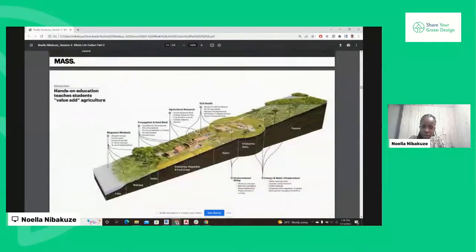Yeah, again, a typical section which is similar, but again, really showcasing where our food comes from, so that everyone who goes through the campus can start appreciating the work that goes into that.